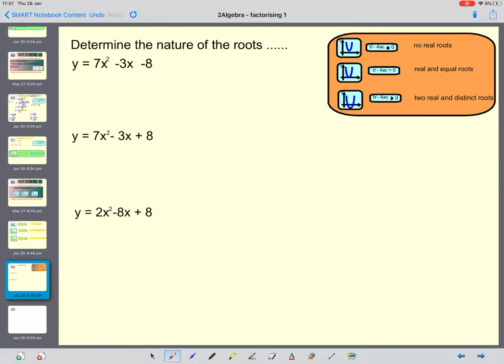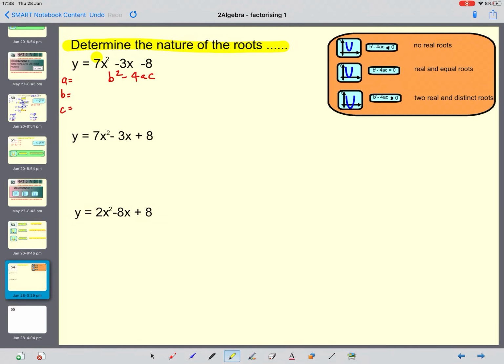So this is what it would ask you in a test or in the exam. It would say, determine the nature of the roots. As soon as you see that, you should be thinking about the discriminant, b squared minus 4ac. I want my a, my b, and my c. You know from now what they are.